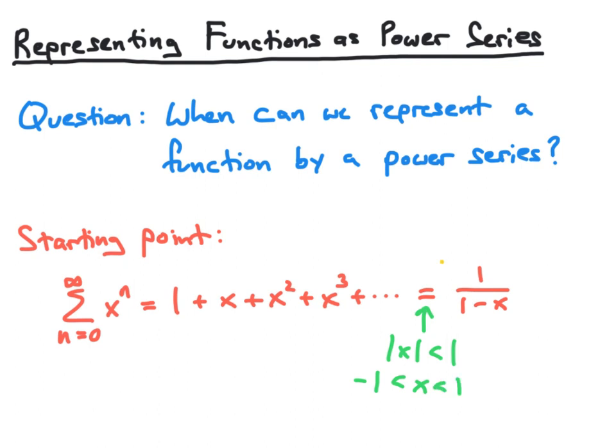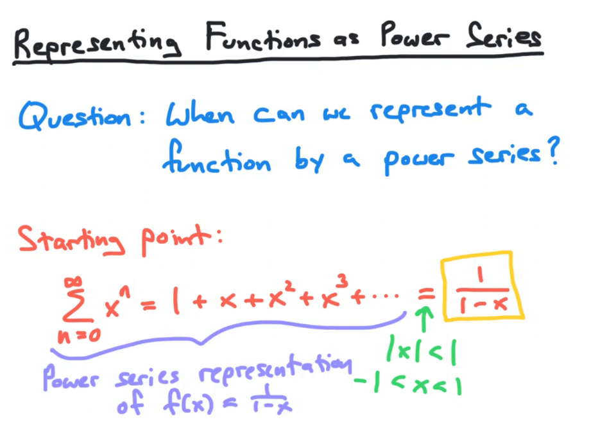And so here we have a function, this 1 over 1 minus x, which we're representing with the power series, the series from n equals 0 to infinity of x to the n, as long as the absolute value of x is less than 1. And so this particular function can be represented by a power series as long as the value of x in absolute value is less than 1. We refer to this power series here as the power series representation of the function 1 over 1 minus x.